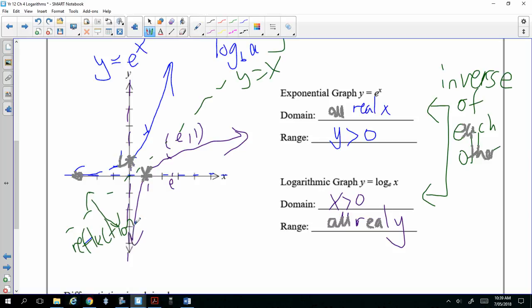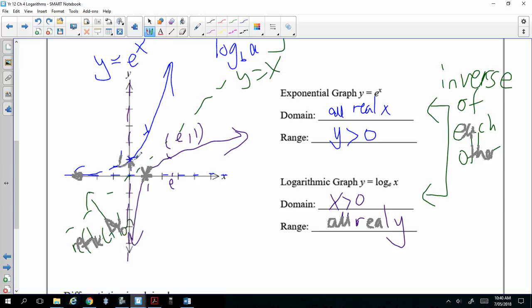Alright, so these are the two graphs drawn. So make sure you remember the main features, that it has a vertical asymptote, has an x-intercept of 1. I think all log graphs have an x-intercept of 1 because log of 1 is always 0. Whereas the exponential graph always has a y-intercept of 1 because e to the power of 0 is always 1.